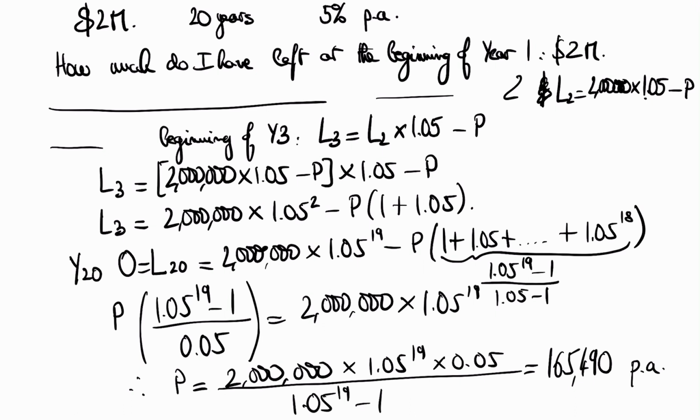And over 20 years, how much money would that be? Well, easy, we multiply that by 20. So basically, we have given ourselves 3,309,800. So we made interest of 1.3 million approximately out of the 2 million over 20 years. This is an application of the series to financial math.